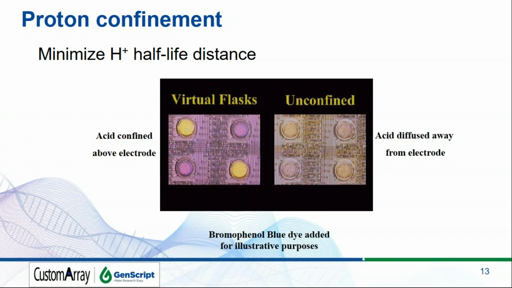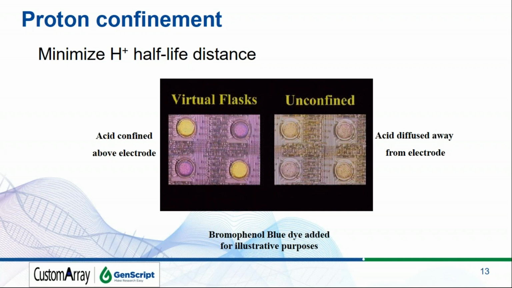Here you have essentially an image of the surface of the chip. This is for illustrative purposes, this is aqueous and with bromophenol blue added just to visualize the acidic environment. One of the important things you need to do when you create an array technology, as I mentioned earlier, is you have to segregate and separate these chemical reactions.